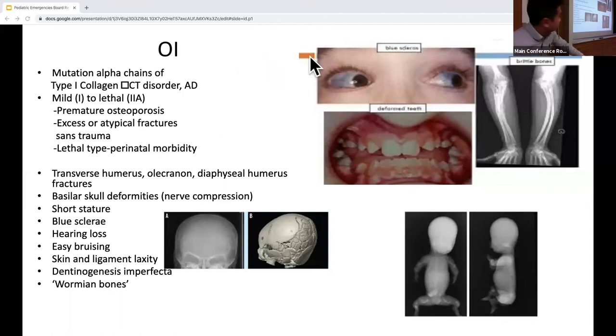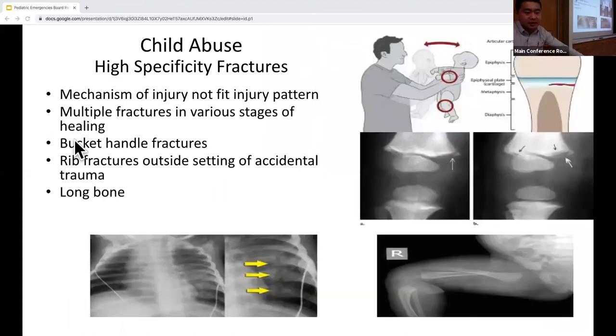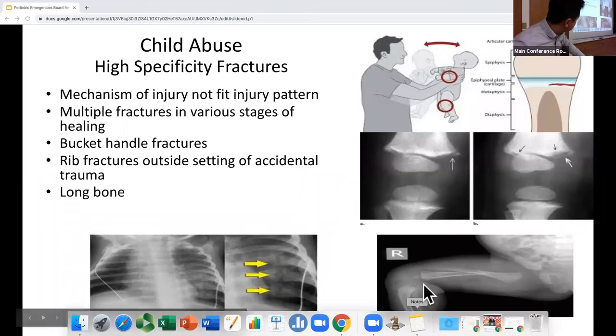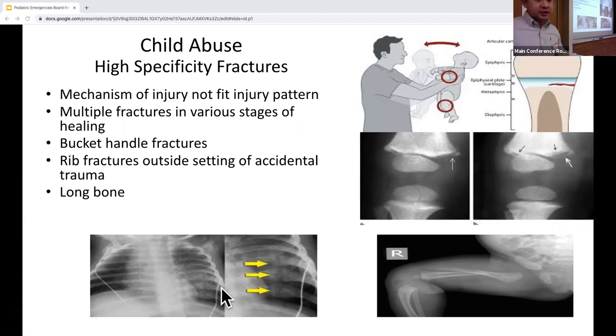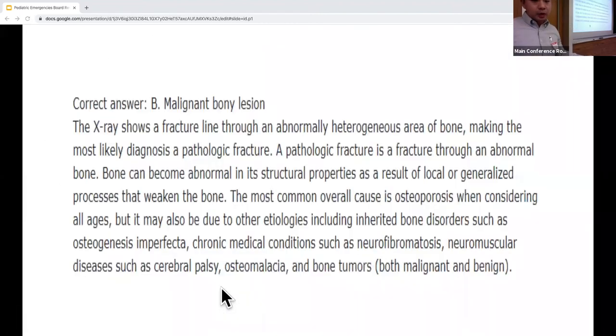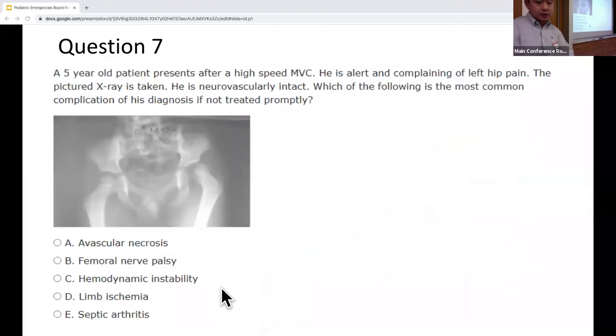We all sort of went through this before. So, blue eyes, brittle teeth, long bone fractures, short stature, hearing loss. OI is something that is asked about a lot. And then high specificity fractures. So just to go over this again: buckle handle fractures here on the right, long bone fractures that are very suspicious, multiple rib fractures or fractures in various stages of healing, all very suspicious for child abuse. And so, next question, any questions about those two?